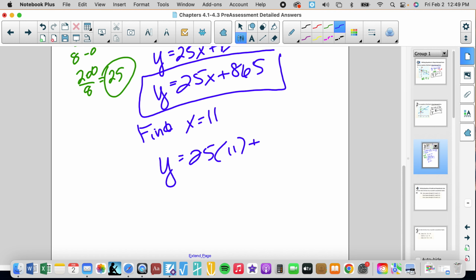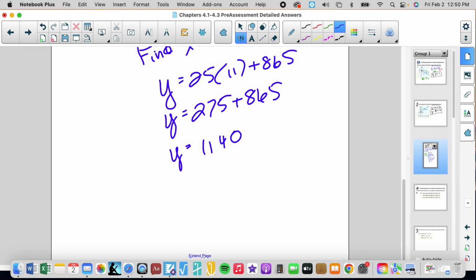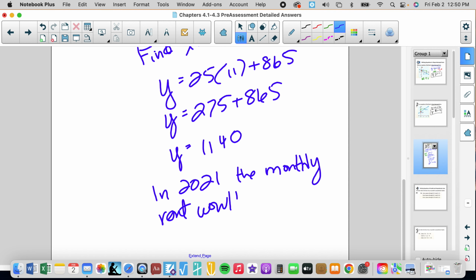So I plug in 11. 25 times 11 plus 865. 25 times 11 is 275, plus 865. And we get 1140. So in 2021, the monthly rent would be $1,140 per month.